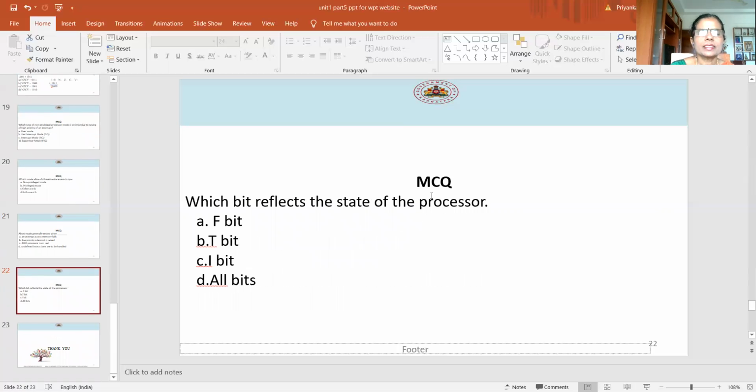Which bit reflects the state of the processor, whether the processor is in Thumb state or ARM state? Which bit in the CPSR represents it? It is the T bit. If T is equal to 1, the processor enters the Thumb state. If T is equal to 0, the processor enters the ARM state. So the answer is option B.